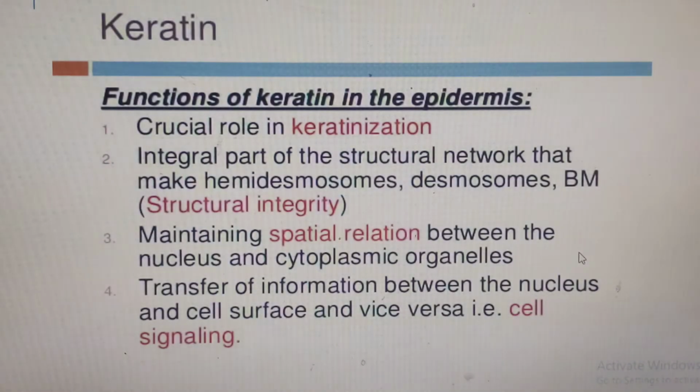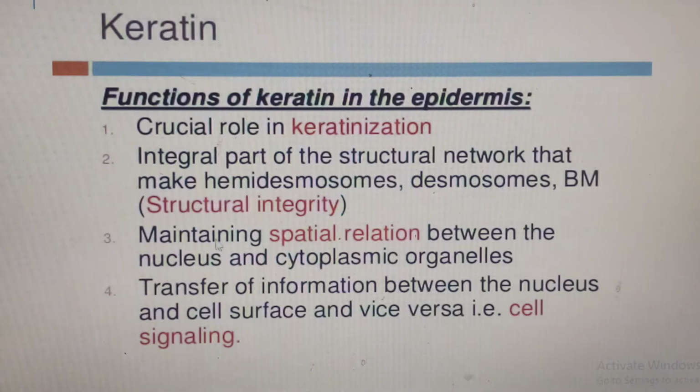Now, having seen keratin, what is the role of keratinization? By so doing, keratinization confers some kind of protection to these dry areas of the body, and they form an integral structural network that makes hemidesmosomes and desmosomes, as well as components of the basement membrane, for structural integrity.